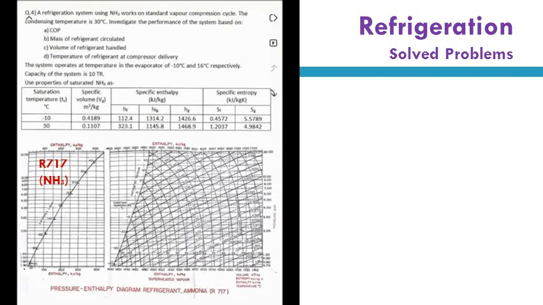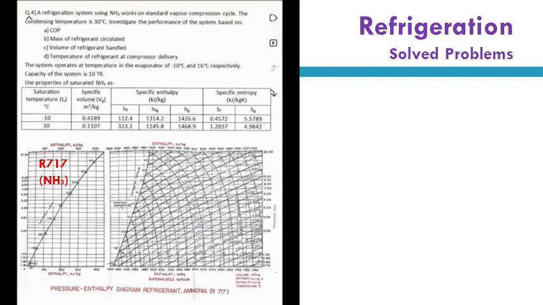Problem number 4. A refrigeration system using an NH3 works on a standard vapor compression cycle. The condensing temperature is 30 degrees Celsius. Investigate the performance of the system based on: A. COP, B. Mass of refrigerant circulated, C. Volume of refrigerant handled, D. Temperature of refrigerant at the compressor delivery.